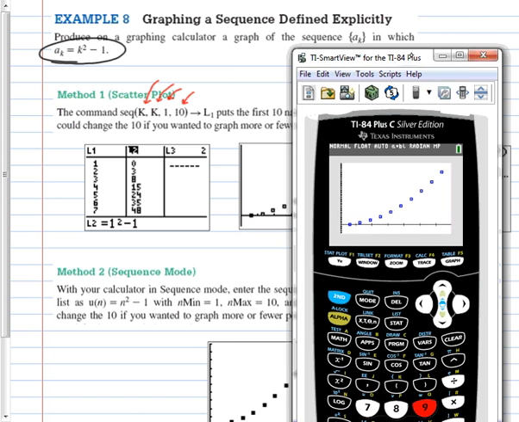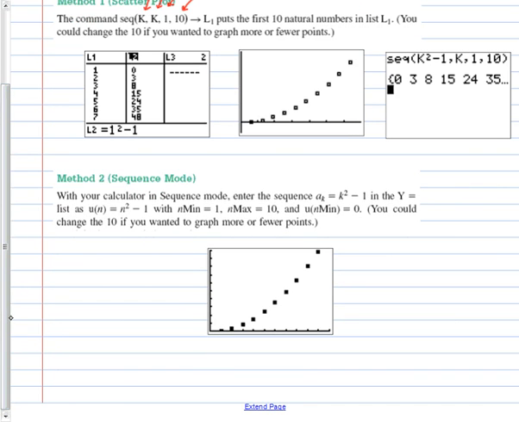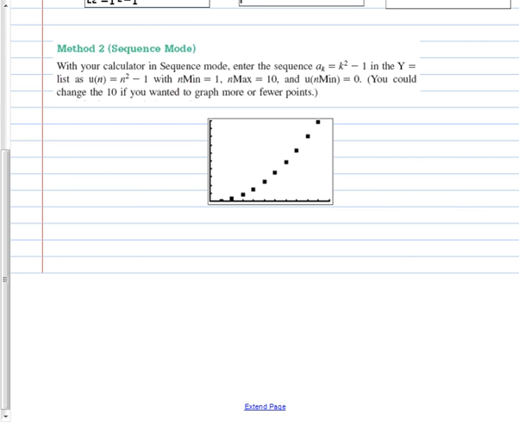So I kind of did some of those things already and left them up for you. Now we're going to go directly with your calculator in sequence mode. Enter the sequence, k squared minus 1, in the y equals 1 list. But it's going to be u sub n. It's not going to be y sub 1 equals when I put it in sequence mode. We're going to start with 1, and we're going to stop with 10. U minimum means what is the smallest answer that we happen to get? Well, if I start with 1, 1 squared is 1, minus 1 is 0. We have to tell it 0 is our first answer.